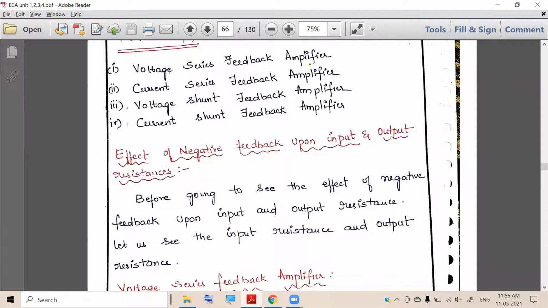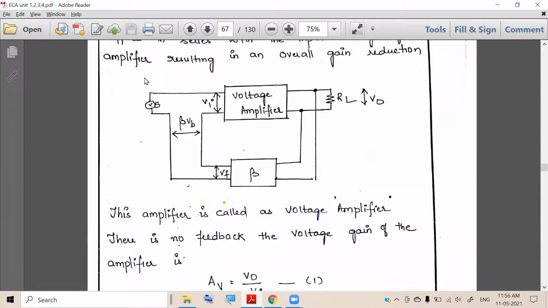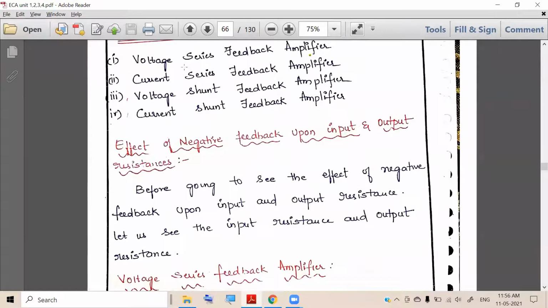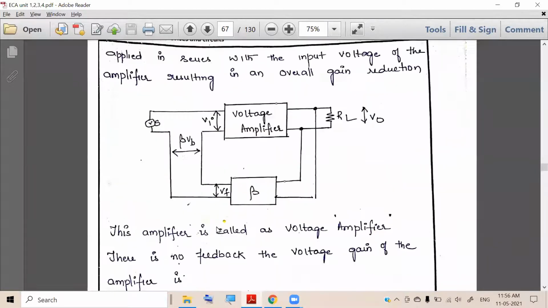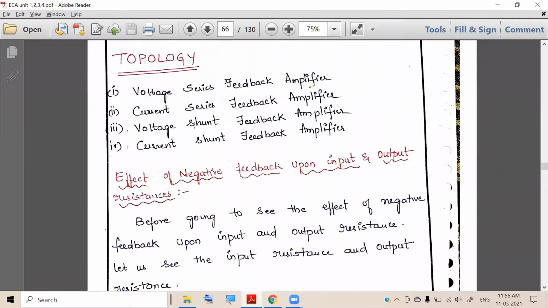This first term, voltage, represents what the connection is here. The second term represents what the connection at the input is.